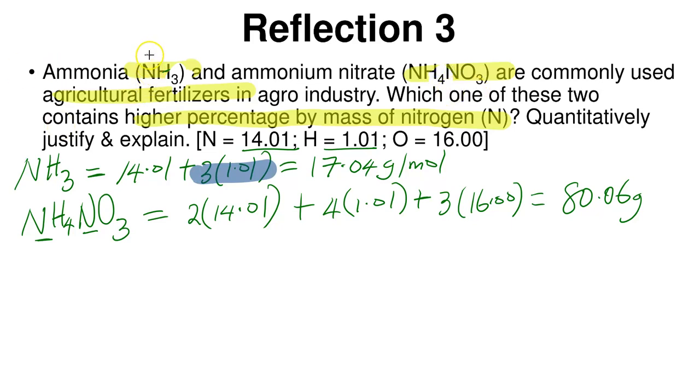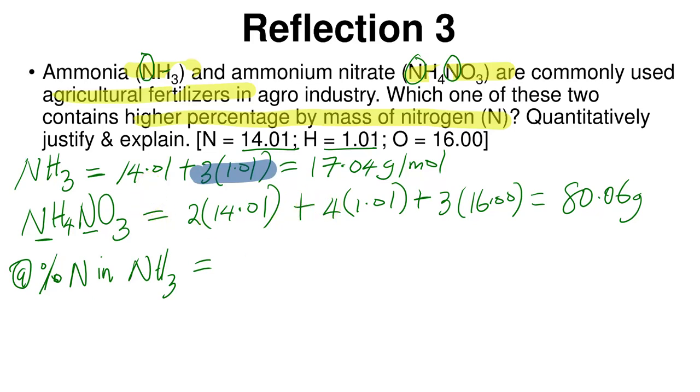If you look at this one, it has only 1 nitrogen. This one has 2 nitrogen. Again, it appears that ammonium nitrate may have more nitrogen than this because it has 2 atoms. But we're not going to put it that way. We have to calculate it and see. We're not going to guess. We're not going to make a rumor. So the percentage of nitrogen in ammonia, let's calculate it. I'm going to leave the highlight.